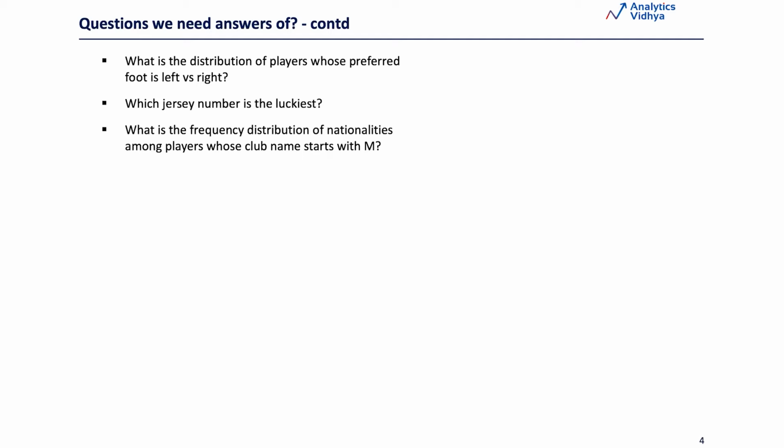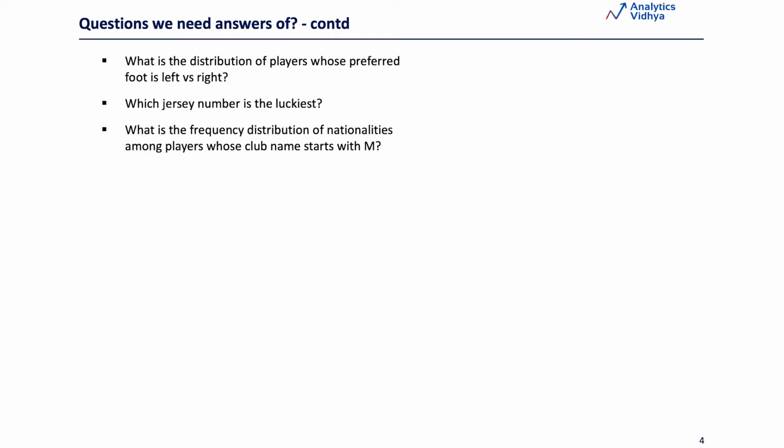Next is what is the frequency distribution of nationalities among players whose club name starts with M. Now this is a question which I have just inserted in here so that you get a good knowledge of MySQL. You won't really get such kind of question in practice because you won't be interested in the club name starts with M, I want the frequency distribution, stuff like that. But there may be other situations in which you may find this useful, so I have put this question.